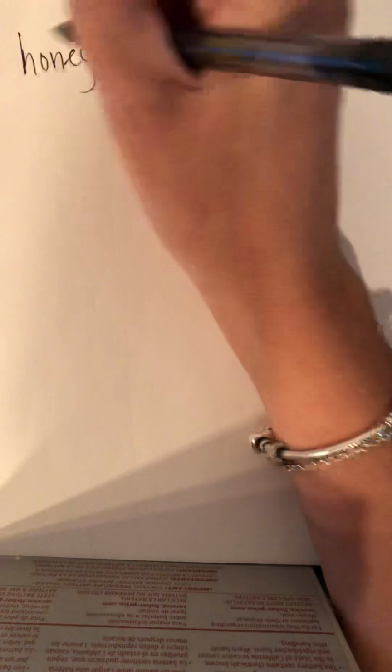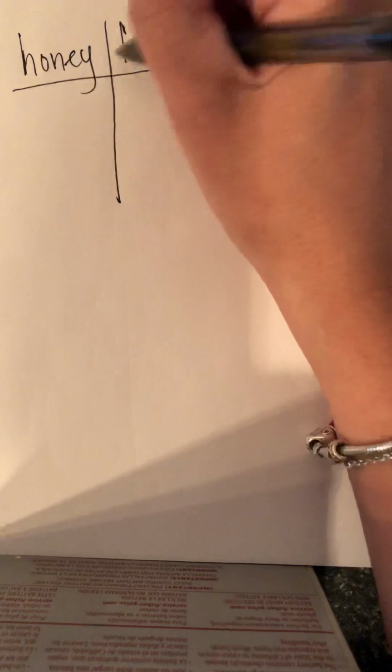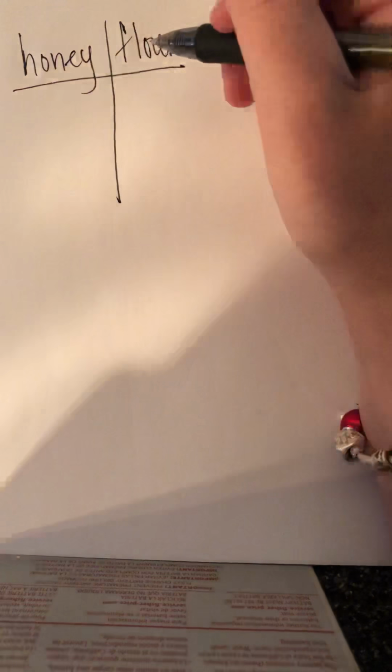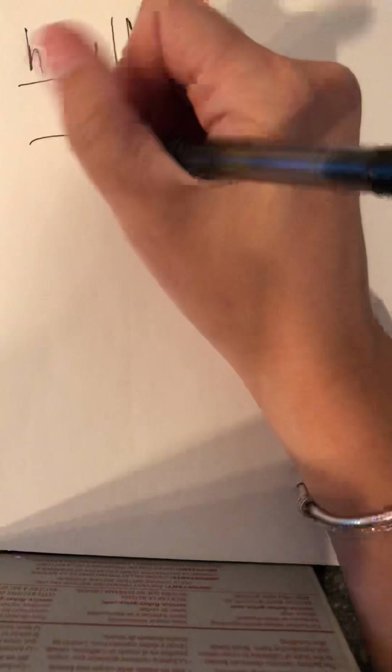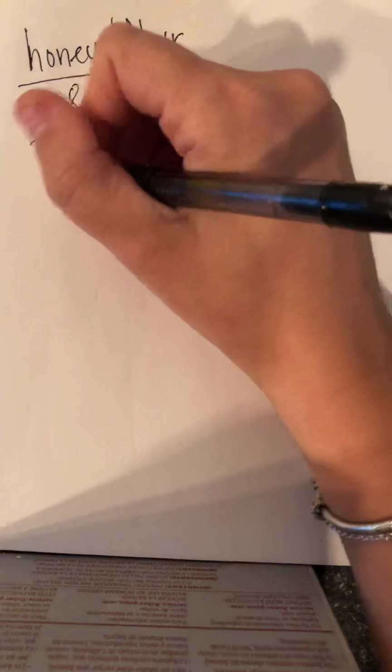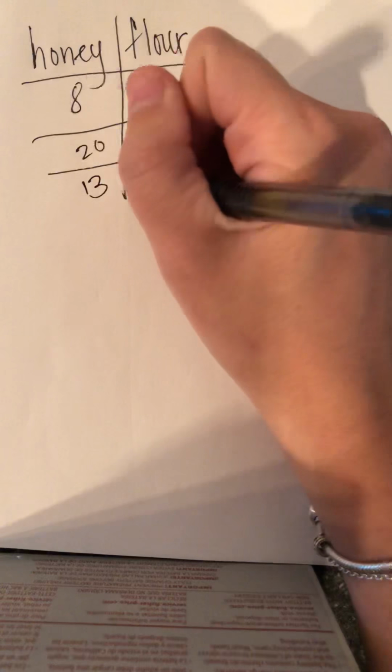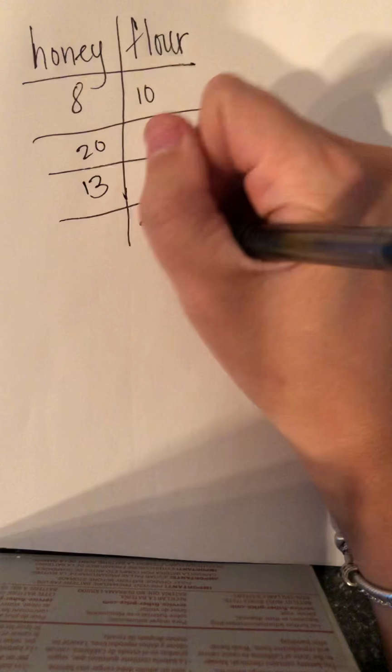The next part is 2.3, making bread dough. We're still on lesson 2 of unit 2. This shows a table. It says honey and flour. Okay, it says 8 and 10, 20 and a blank, 13 and a blank, and 20 and a blank.